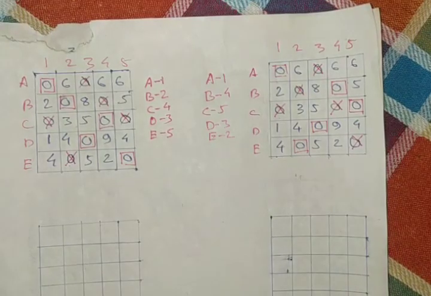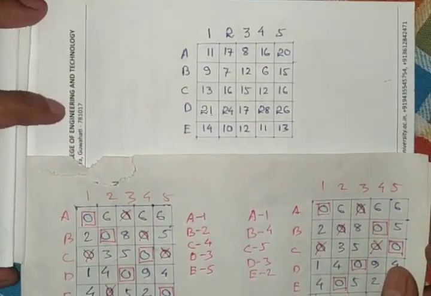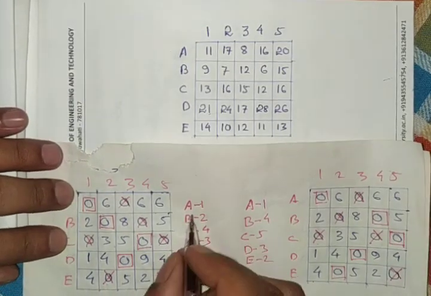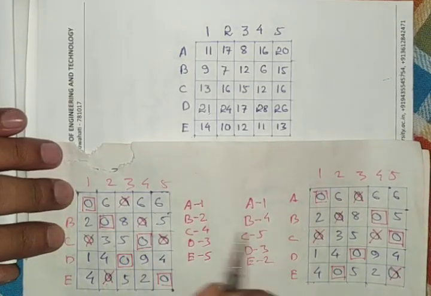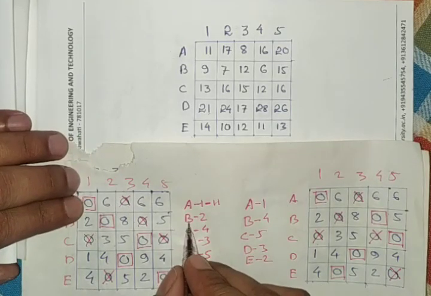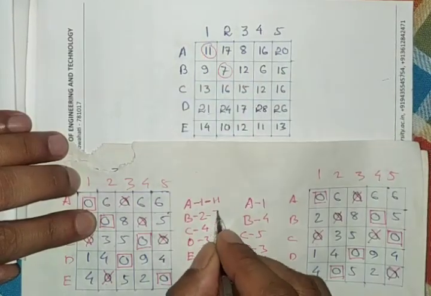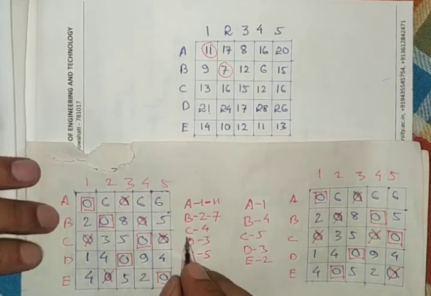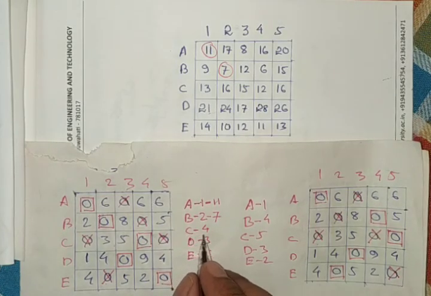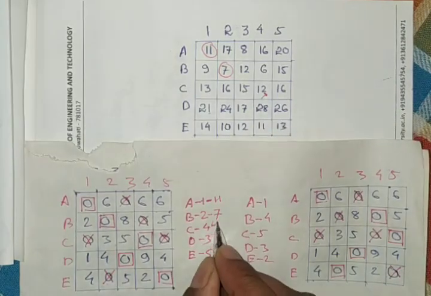Let's talk about the original problem. So if you remember, this is the original problem. So let's find out the cost associated with that. A1, this is 11. So let's put here 11. For B2, it is 7. For C4, C4 means this one, it will be 12.